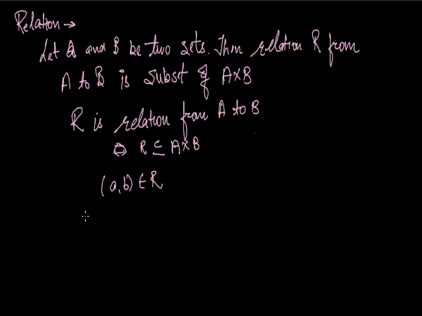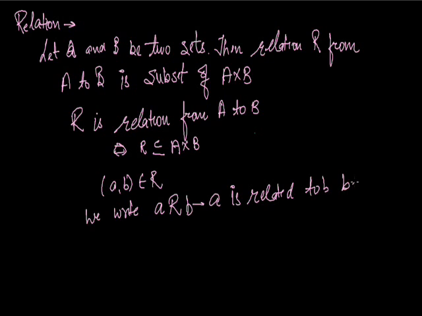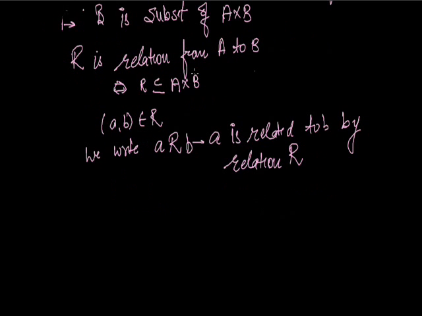Or we can write it as a related to b. A has a relation with B, which is read as a is related to b by the relation R. So this is all about the theory of relations.